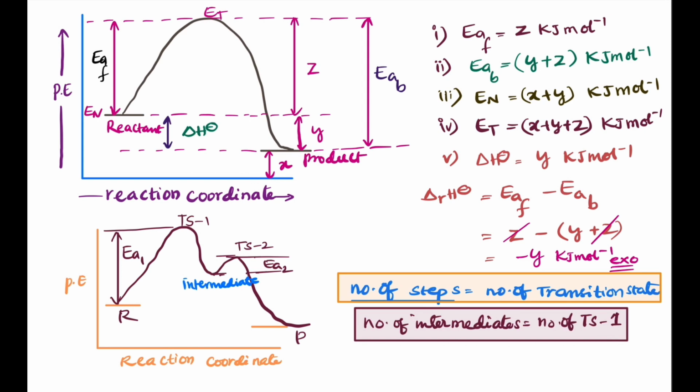So in between these two transition states we have the intermediate, that is indicated in blue color. The number of steps is equal to the number of transition states. We have transition state 1 and transition state 2, therefore this is a two-step mechanism. And the number of intermediates is equal to the number of transition states minus 1. So only one intermediate, because transition states are 2 minus 1. So a faster reaction means a lower EA, a slow step means a higher EA. So higher EA means the rate determining step. The higher the activation energy, it is called the rate determining step. The lower the activation energy, the faster the reaction rate.